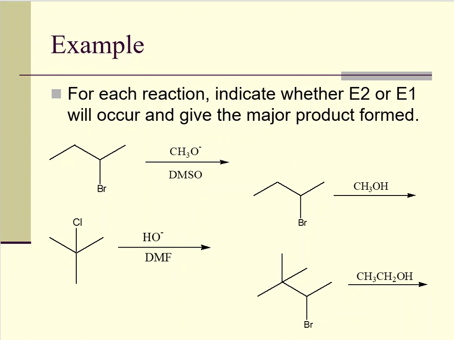Here's another example. For each reaction, indicate whether an E2 or an E1 will occur and give the major product after you determine that. All right, so let's take a look at number 1. Number 1, I'm just going to go ahead and draw the starting reagent. There we go. And then we'll figure out whether E2 or E1 happens.